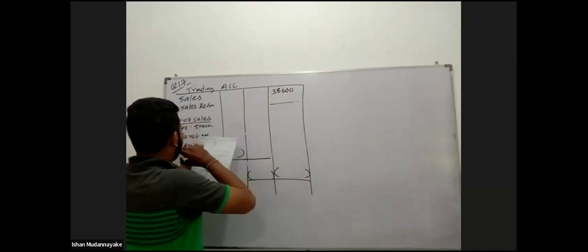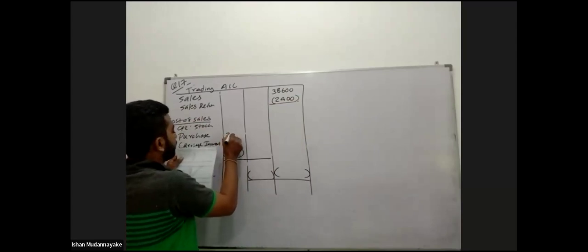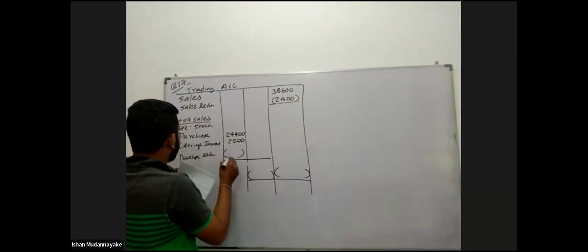Question of 17. Sales of the business organization 38,600. Sales return 2,400. Purchases 24,400. Carriage inward 2,200. Purchase return 1,300. Closing stock 8,300. Gross profit 12,400. You will calculate opening stock of the business.